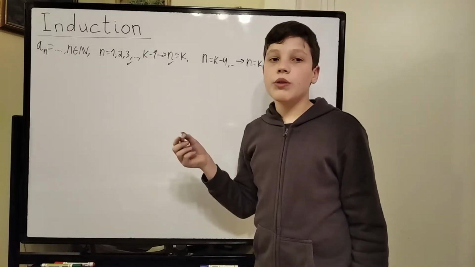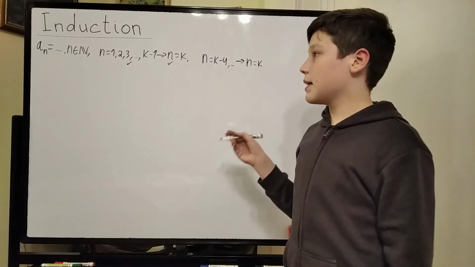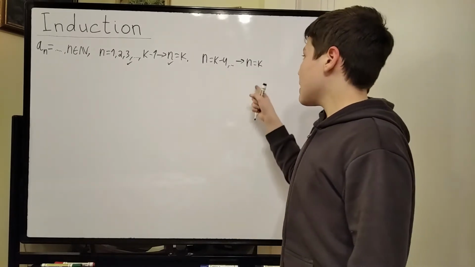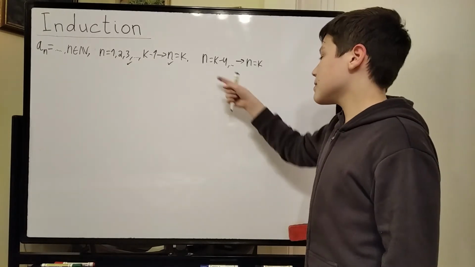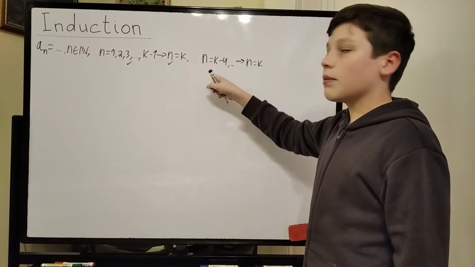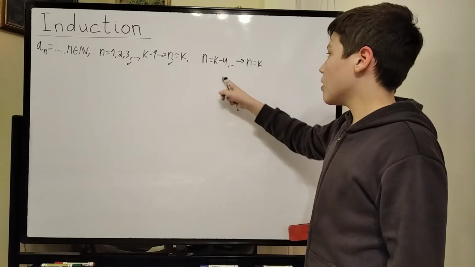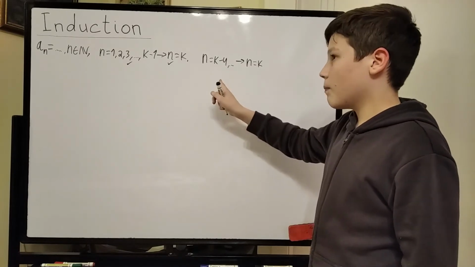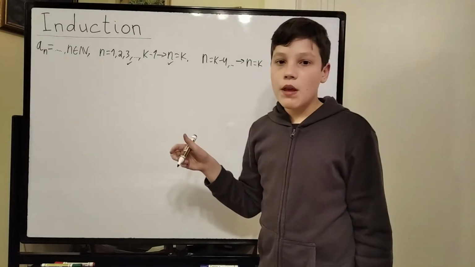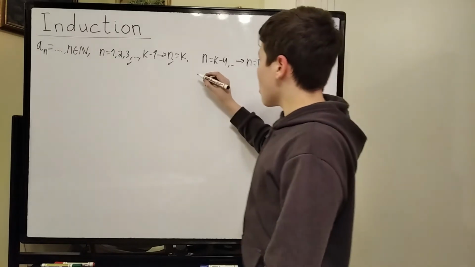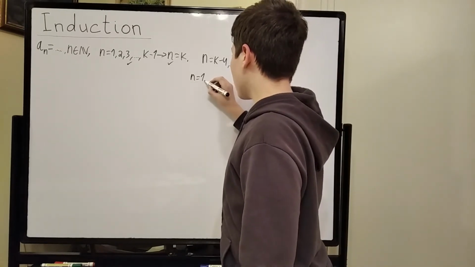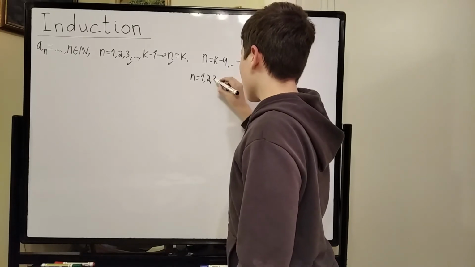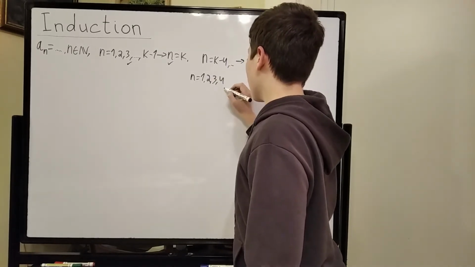So, I'm sure you would agree with me that because k is a natural number, it cannot be 1, 2, 3, or 4, because then k minus 4 will be negative. And so, our base cases are n equal to 1, 2, 3, and 4.